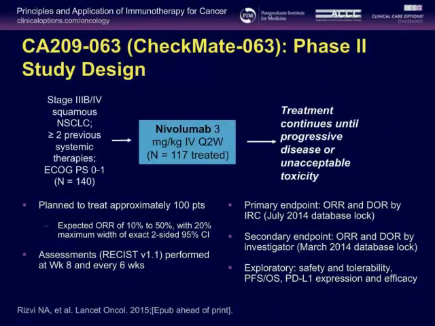So the Checkmate 063 trial was a phase 2 study. It was for patients who had previously been treated with at least 2 lines of therapy, and they got the nivolumab at 3 milligrams per kilogram every 2 weeks, continued until progression. And again, this also showed encouraging responses.